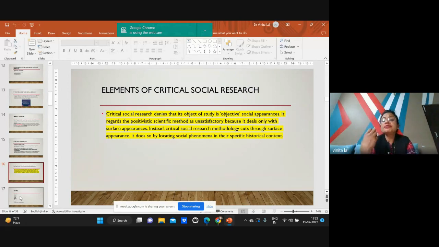Its object of study is objective social appearances, and it regards the positive scientific method as unsatisfactory because it deals only with surface appearances. Instead, critical social research methodology cuts through surface appearance. It does so by locating social phenomena in their specific historical context. So it is not simply describing techniques of data collection.